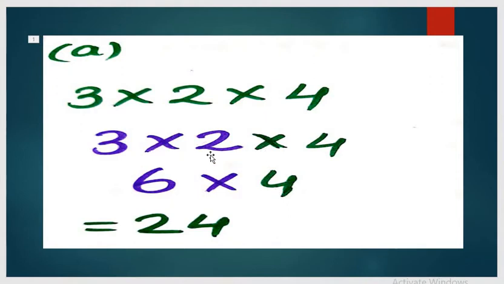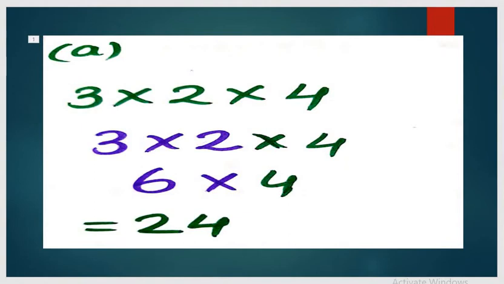So 3 2s are 6, and multiply by 4. 6 1s are 6, 6 2s are 12, 6 3s are 18, and 6 4s are 24. Got my point, all students? So now 24 is our answer.